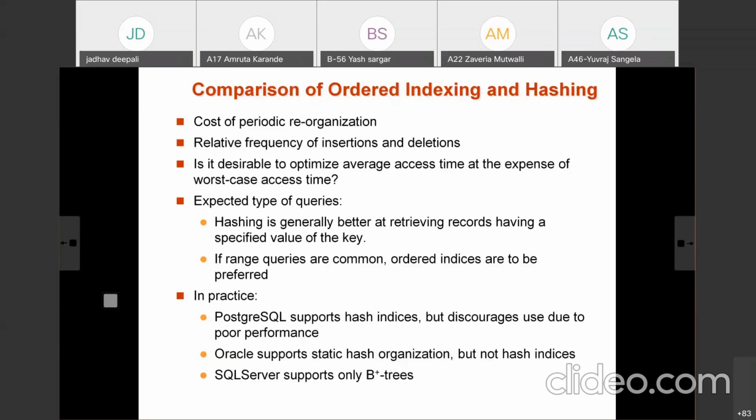Now PostgreSQL supports hash indices but discourages their use due to poor performance. Oracle supports static hashing organization but not hash indexing, and SQL Server supports only B+ trees. So in this way, this was about ordered indexing and hashing.